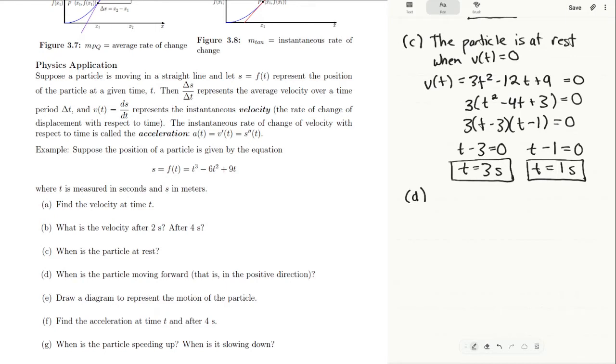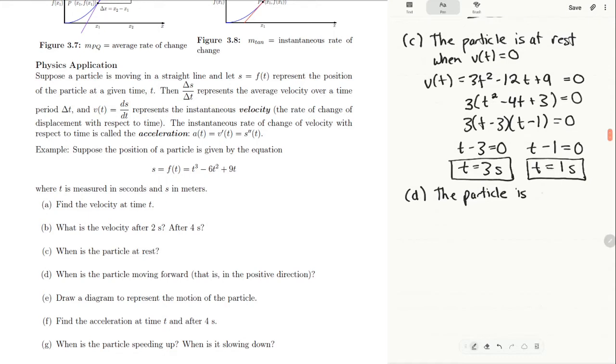Now, when is the particle moving forward? That is, in the positive direction. Well, the particle is moving forward if the velocity is greater than 0, or in other words, where it's positive. And so what we want to do is solve the inequality where the velocity function is greater than 0.